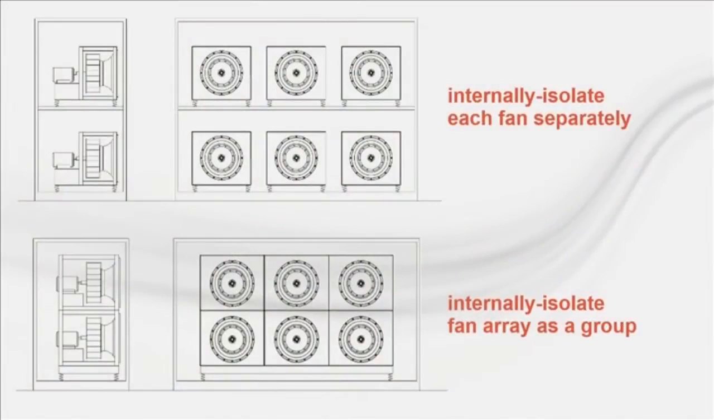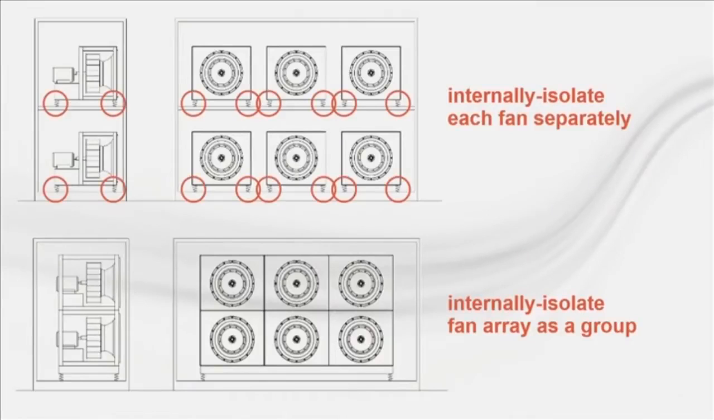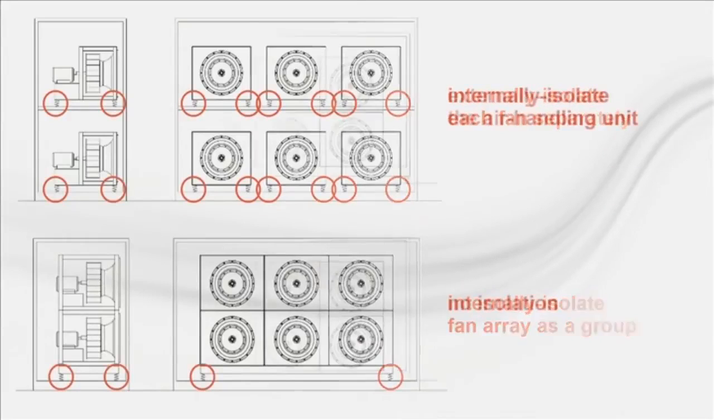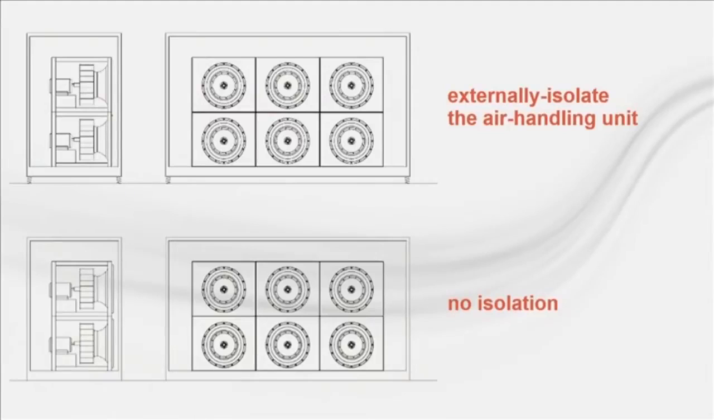These slides illustrate the various isolation methods available for an example 6-fan array. Internal isolation is available for each fan individually, or the entire array can be isolated. If a higher vibration efficiency is desired, the fan array air handling unit can be isolated externally. Lastly, no isolation results in a minimized footprint and a turnkey installation.